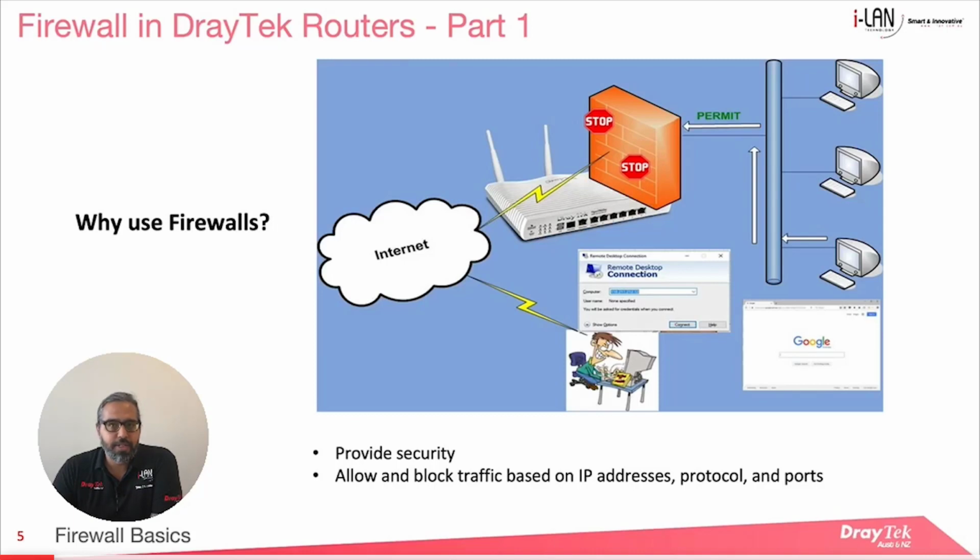Firewalls provide security by allowing and blocking traffic based on IP addresses, protocols, and ports. In this example, a computer on the local area network can easily access the internet because it's granted permission to do so, whereas an attacker who wants to access a server through Windows Remote Desktop cannot get through because they've been blocked by the firewall.